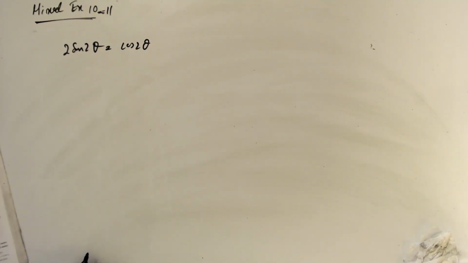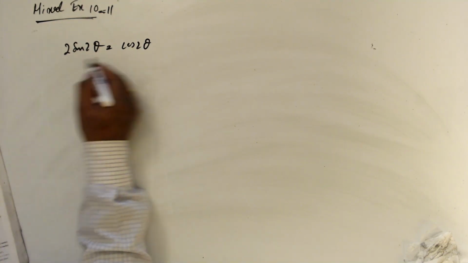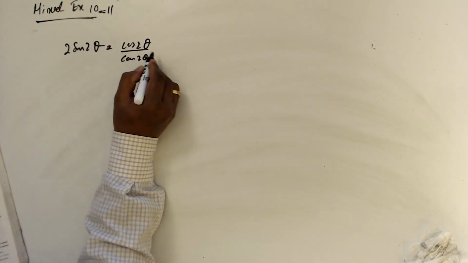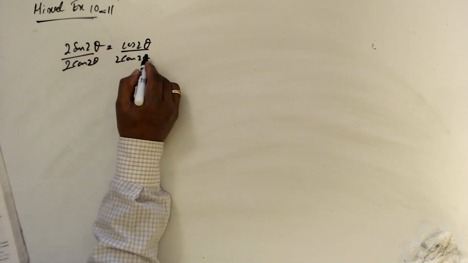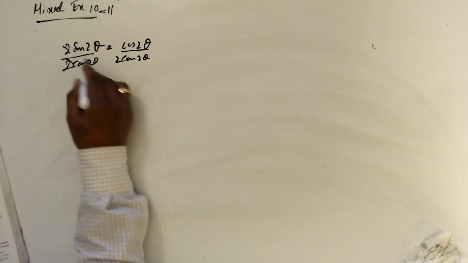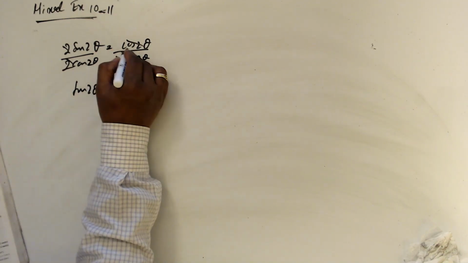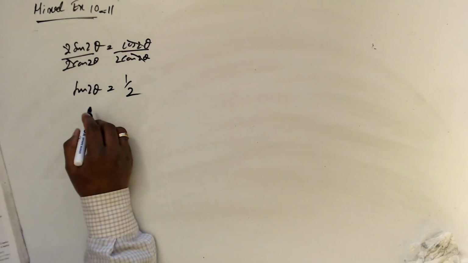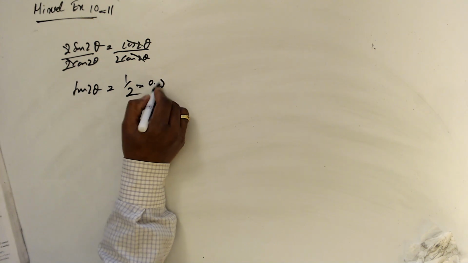Exercise number 11. I will divide both sides by 2 cos theta. The 2s cancel out, this is tan 2 theta. The cos cancels out, this is going to be half. So tan 2 theta equals half, which is 0.5.